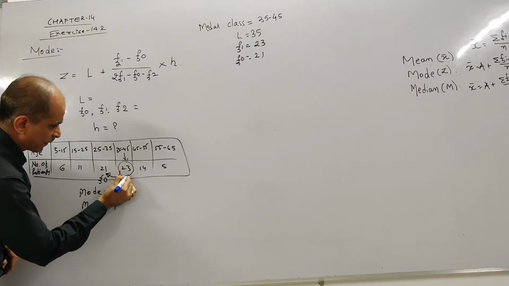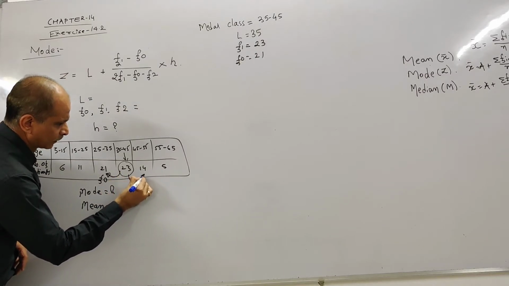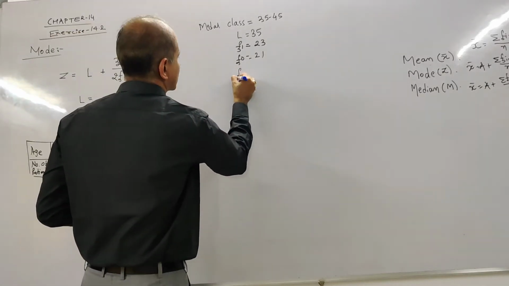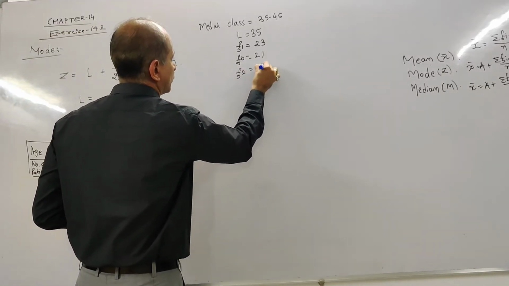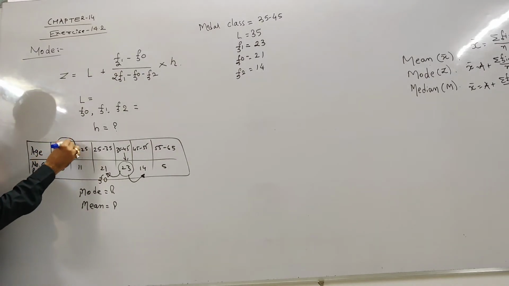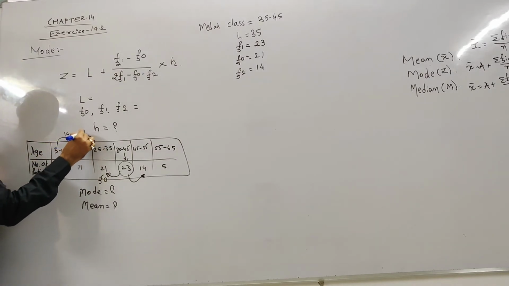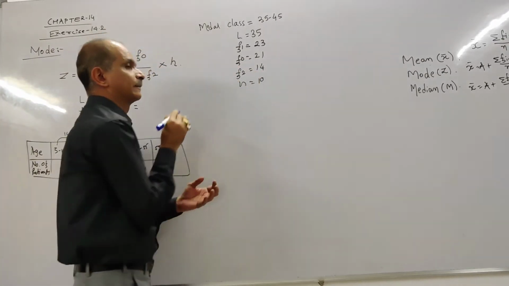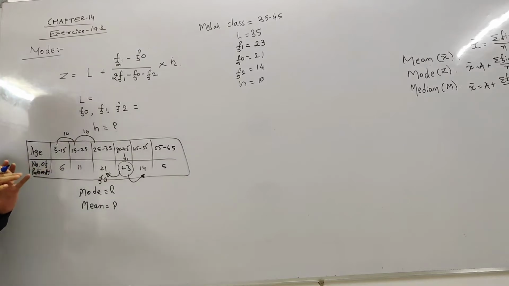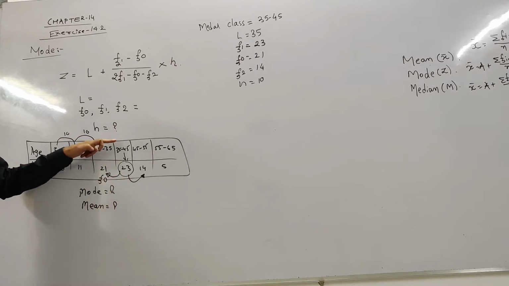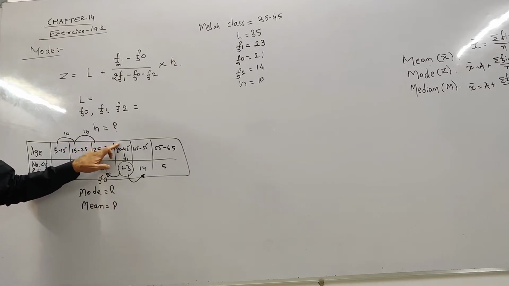The frequency of the class after the modal class is known as F2. So F2 is equal to 14. And you know the class width is 5 to 15, 10, 15 to 25, 10. So the value of h is equal to 10. So there is no need to prepare any table. From the given table, find out the highest frequency. The class against the highest frequency is known as the modal class.